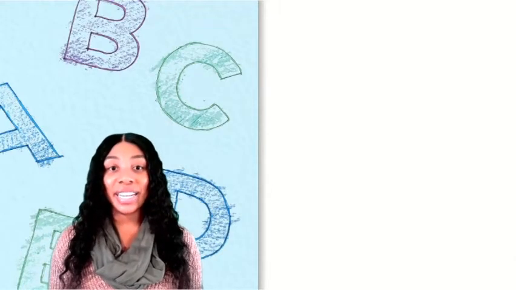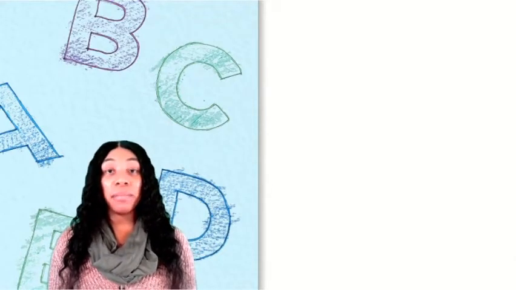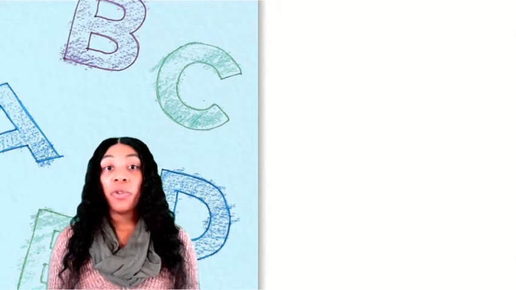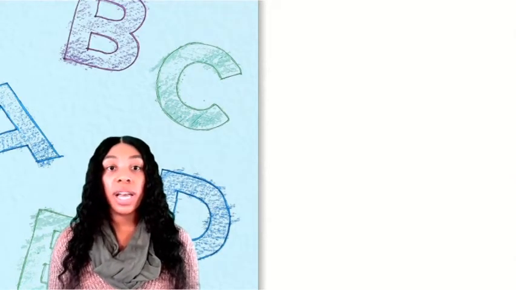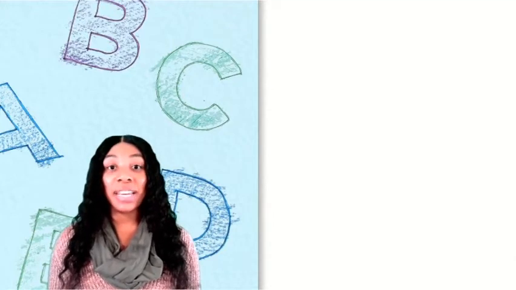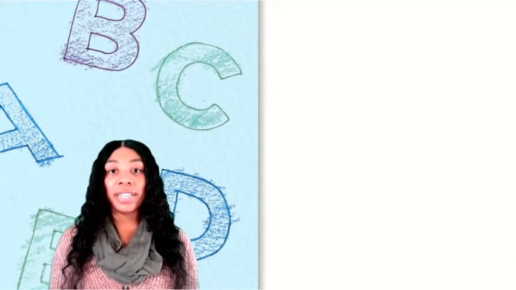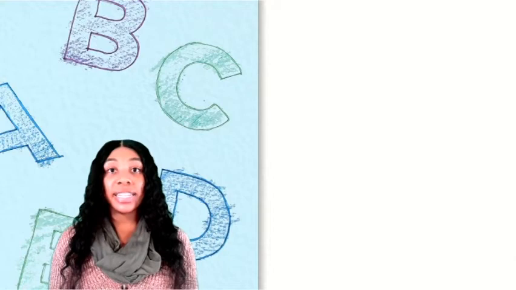Here and hear sound the exact same, but they are spelled differently. Remember that words like these are called homophones. Homophones have the same sound, but different spellings. Let's take a look at these 2 words.